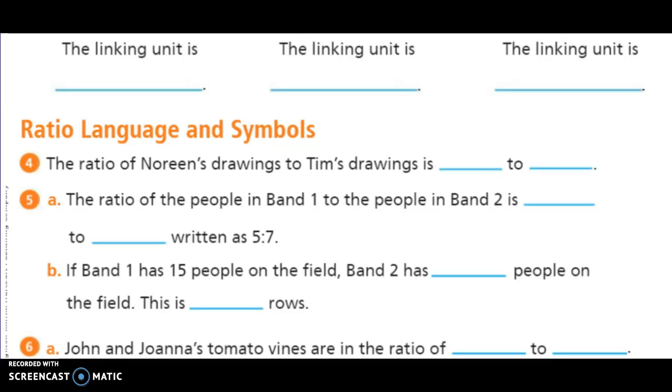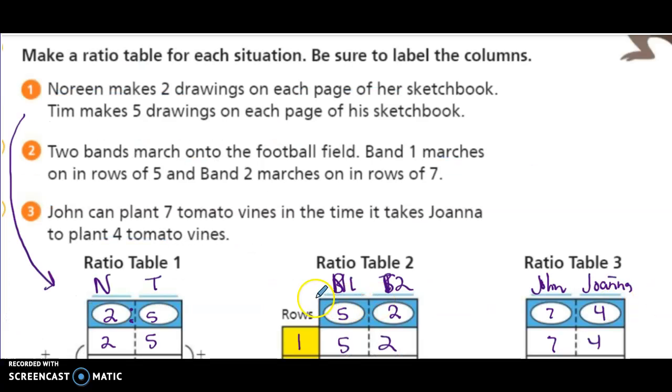Okay, this last video will wrap up Unit 8, lesson 8 and lesson 9. The linking unit question is asking, what do they have in common? In this case, Band 1 and Band 2 are two different bands, but they're both marching in rows. So rows would be the linking unit.